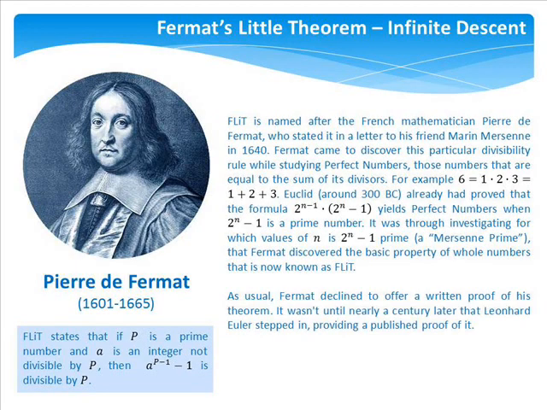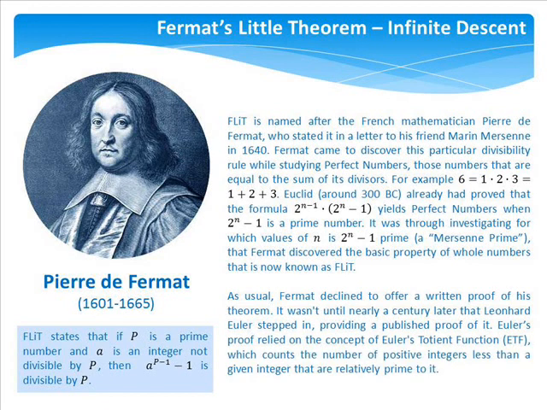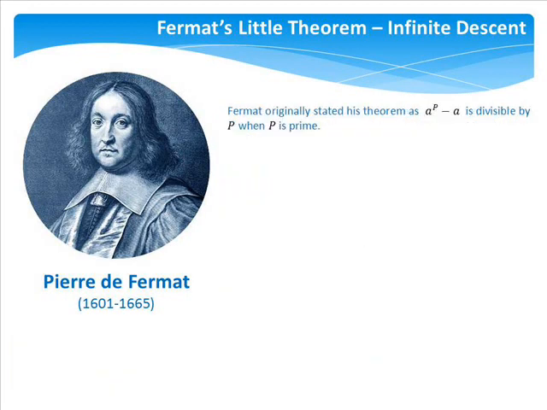It wasn't until nearly a century later that Leonhard Euler stepped in, providing a published proof of it. Euler's proof relies on the concept of Euler's Totient function, which counts the number of positive integers less than a given integer that are relatively prime to it. Fermat's little theorem happens to be a special case of Euler's Totient function. Fermat originally stated his theorem as a raised to p minus a is divisible by p when p is prime.